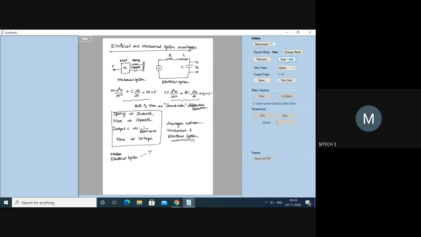So inductor: I equals 1 by L integral of VL dt, correct? Then capacitor: I is equal to C dVc by dt. Then resistor: I is equal to V by R, correct? So this is the first thing. Then next is the RC system, then the equation for the RLC system, then the equation for the RL system, then one more, the fourth one.